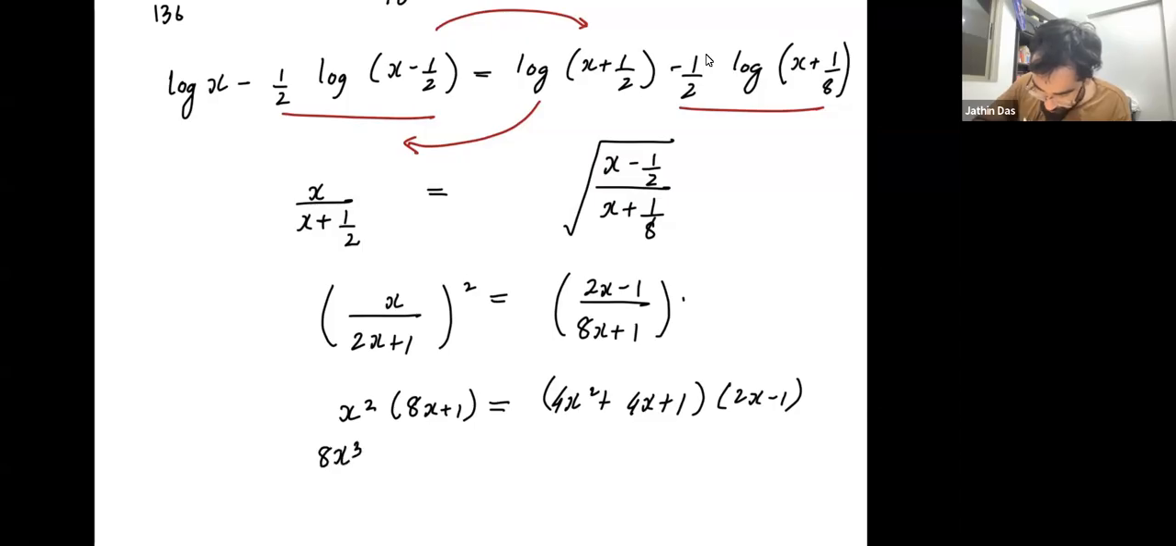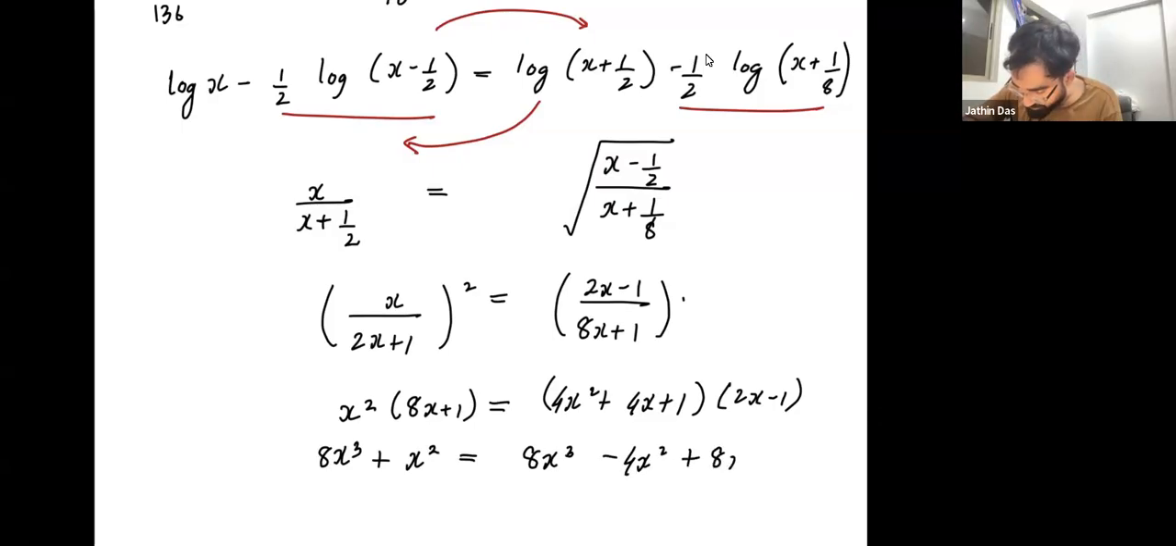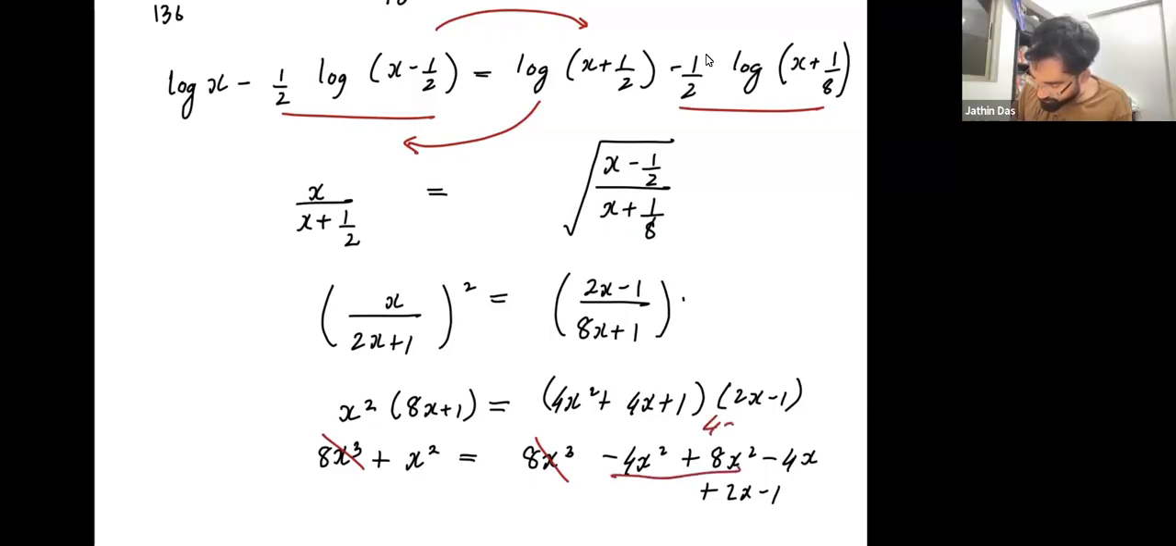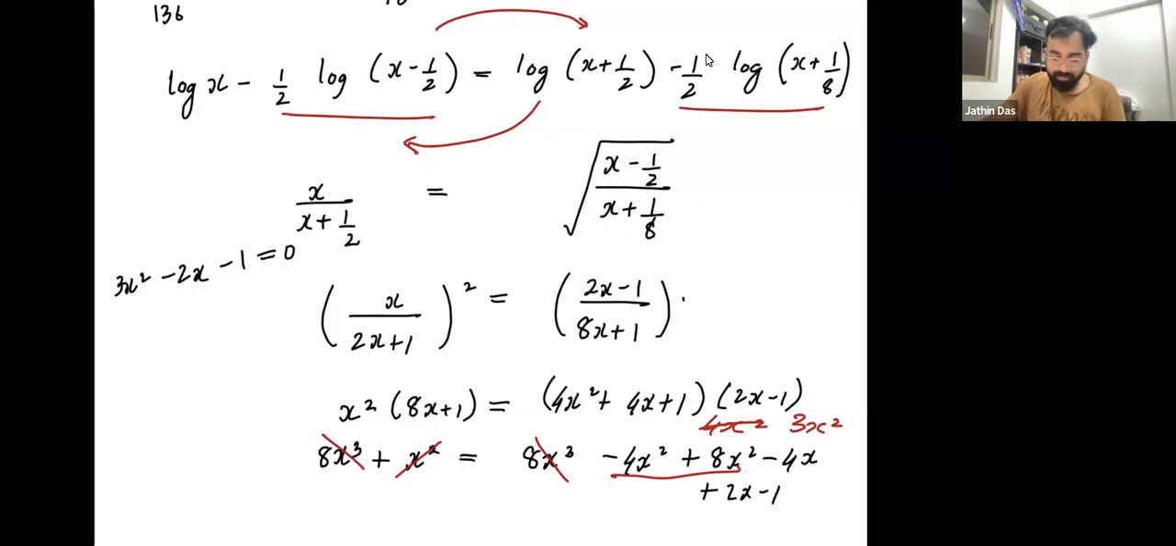So 8x cube plus 1, 2x minus 1, it will be like 4x square minus 1. Let me see, 8x square minus 4x plus 2x minus 1. Something will cancel here. 8x cube got cancelled. Okay. And this is 4x square. So with this x square, it became 3x square. So you will get basically 3x square minus 4x plus 2x minus 2x minus 1 is equal to 0.